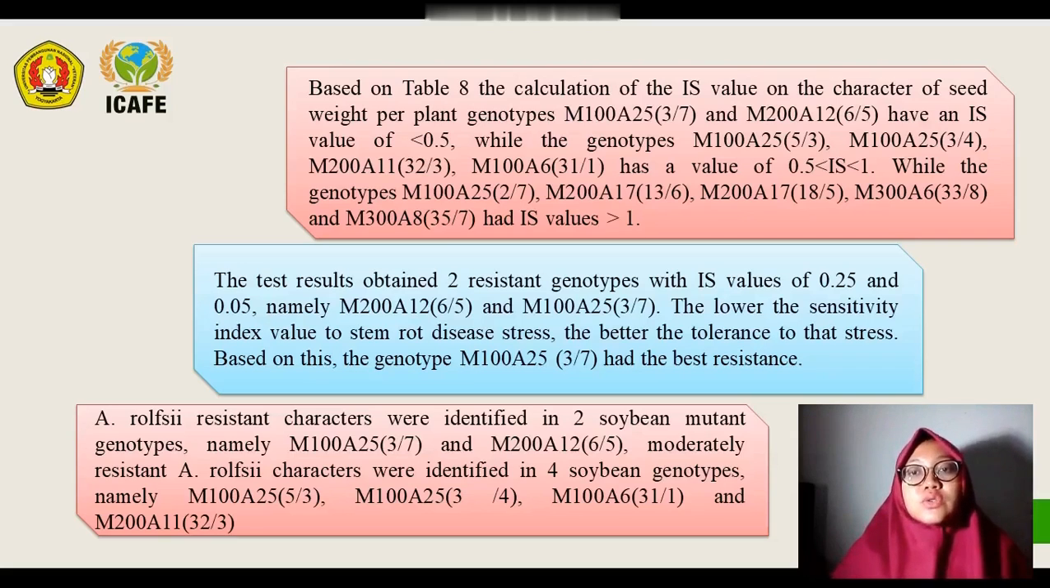The research obtained two resistant genotypes with sensitivity index values of 0.25 and 0.05: M100 A25 3/7 and M200 A12 6/5. The lower the sensitivity index value to stem root disease, the better the tolerance to the stress. Based on this, the genotype M100 A25 3/7 has the best resistance.